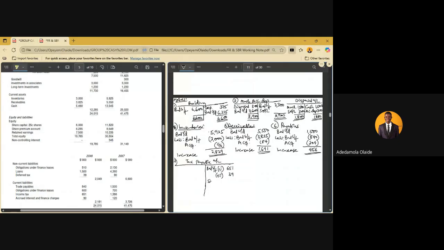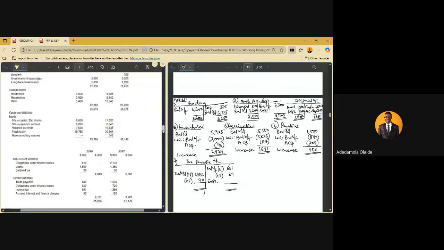Then SOPL. Balance carried down, income tax. How much? 1386. Balance carried down, deferred tax. How much? 90. Summation.